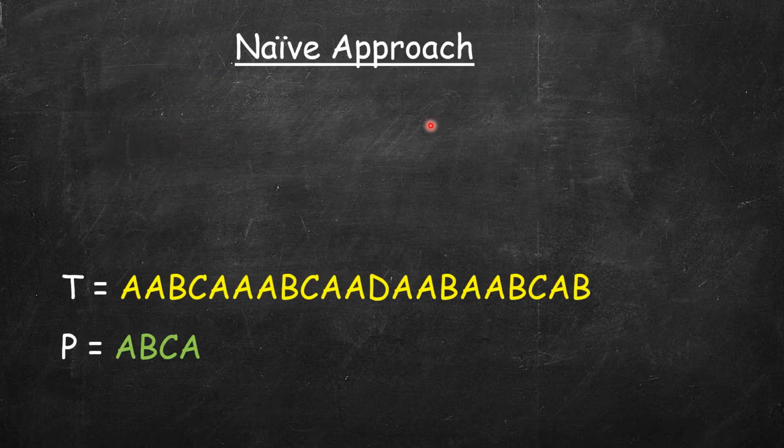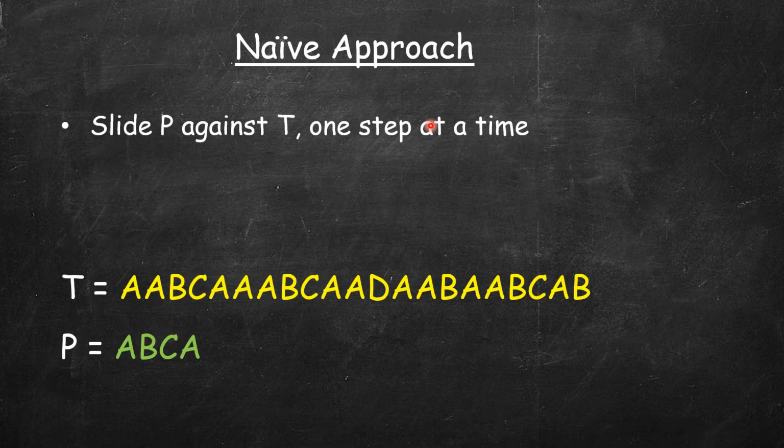So this is called the naive approach. What we are doing here is sliding P against T. You can keep these two aligned and just compare character by character. If you find a mismatch at any point of time, we slide it by one character and again start the match. We keep on doing this till we reach the end. If we have to find just one occurrence, we will stop whenever we find the first occurrence. But here we have to find all the occurrences. So this is the naive approach.